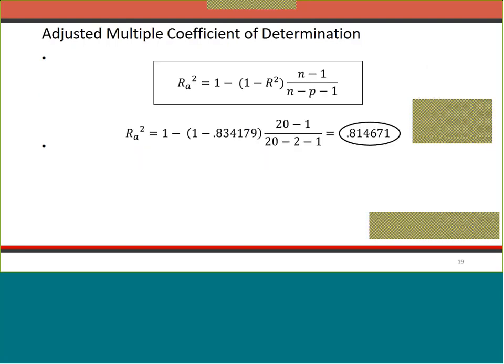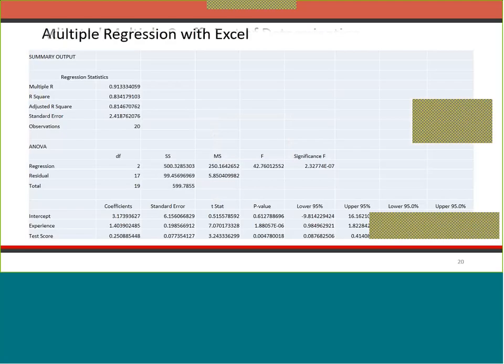So what is the formula for the adjusted multiple coefficient of determination? RA square is given by 1 minus (1 minus R square) into (n minus 1) by (n minus p minus 1). What is p? P is the number of independent variables. But no worries, because even the regression table gives the adjusted R square. This is the adjusted R square. So that value is also available in the table.